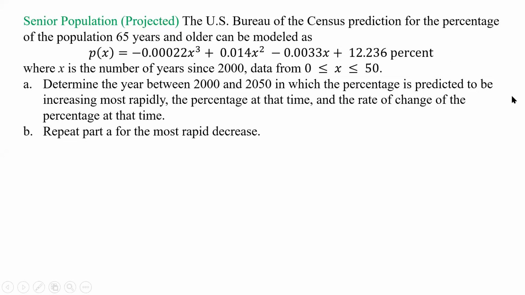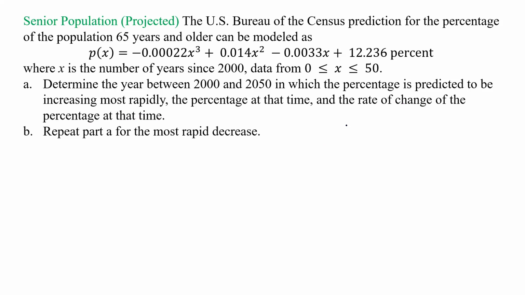All right, so now we're on to application problems. The first one here is on the senior population. It says the U.S. Bureau of Census prediction for the percentage of the population 65 years and older can be modeled as, and then it gives us this cubic function as a percent, where x is the number of years since 2000 and the domain is from 0 to 2050 basically. So we're supposed to determine the year between 2000 and 2050 in which the percentage is predicted to be increasing most rapidly, and the percentage at that time, and then the rate of change of the percentage at that time.